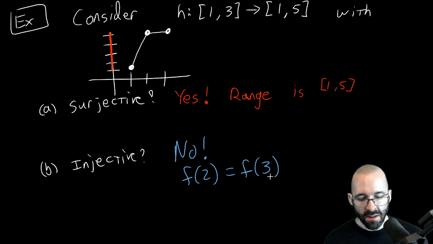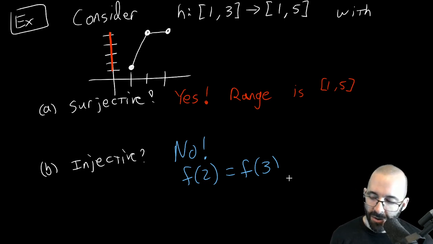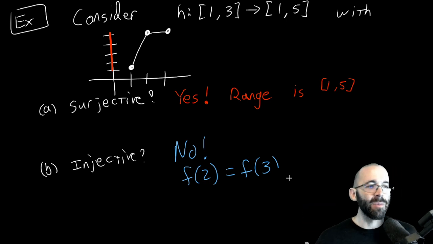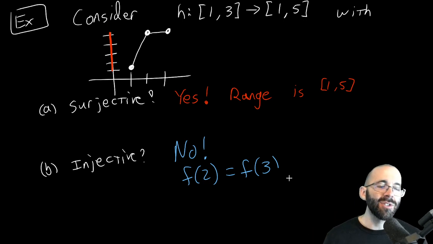and an input of 3 give us the same output. It's failing the injective test. This is not injective. Later on, we're going to use this information to say, that means it's not bijective. I'm spoiling it. I can't hold it back. Bijective just means, is it surjective and injective?